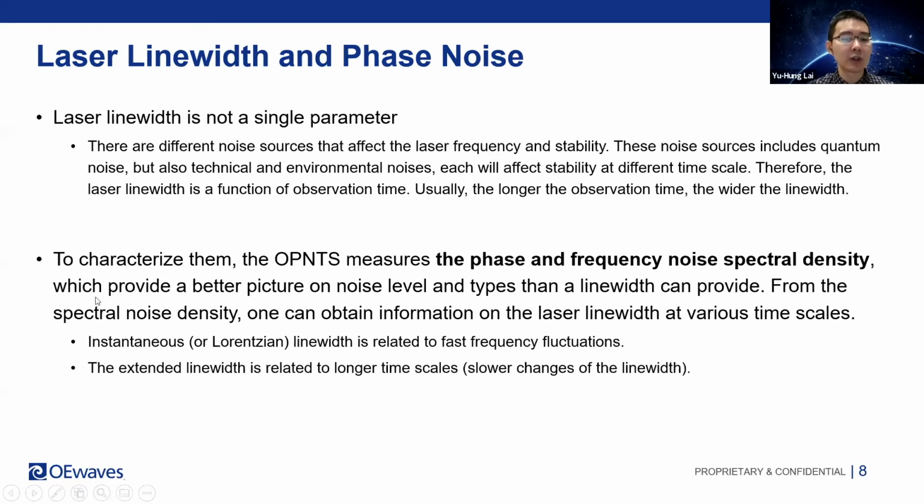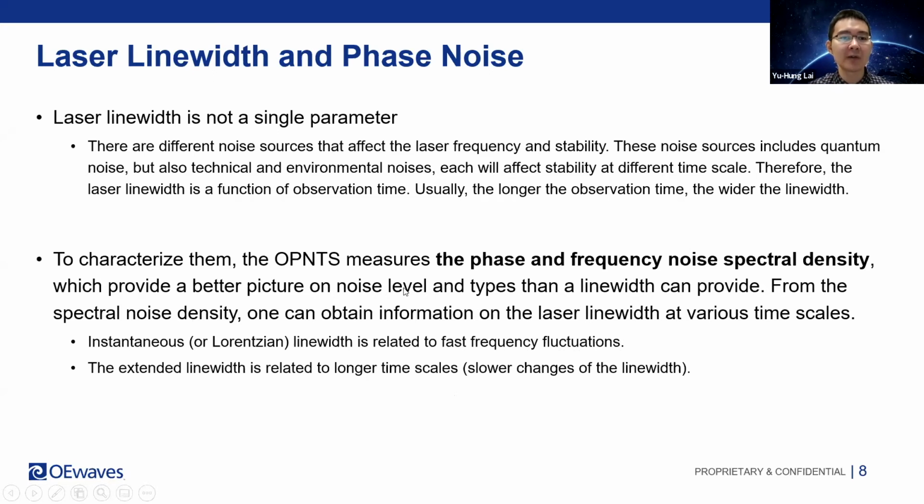So here I want to introduce two key parameters of a laser system. One is the instantaneous linewidth or the Lorentzian linewidth, which is related to fast frequency fluctuations of a laser cavity or gain media itself. The other one is the extended linewidth, which is related to longer time scales, slower changes of linewidth, which is related to the drift sources of the environment.